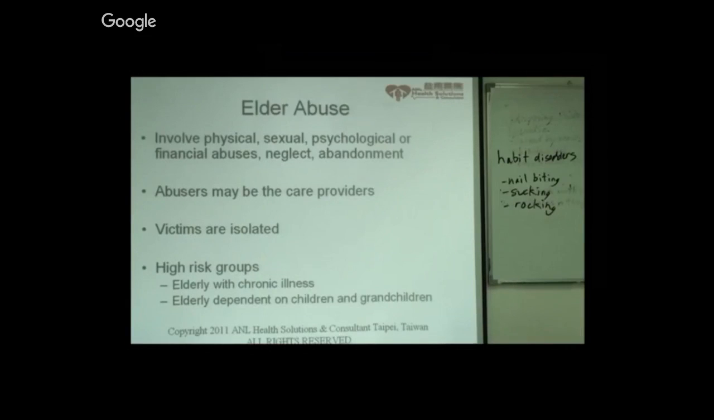Next will be elder abuse. So the grandparents. This also involves physical abuse, so you hurt your grandparents, sexual abuse, psychological, and financial abuses. What do you mean by financial abuse? You don't give them money. Neglect, so you leave them alone. And abandonment. Abusers may be the caregivers themselves, usually. Usually the abusers are family members also. Victims are usually isolated or they live alone. High-risk groups are elderly with chronic illnesses and elderly dependent on their children and grandchildren for financial support.